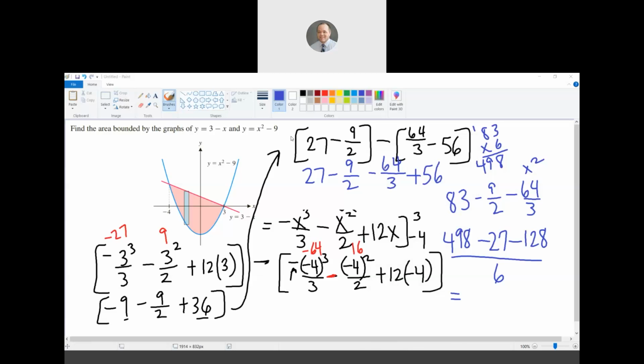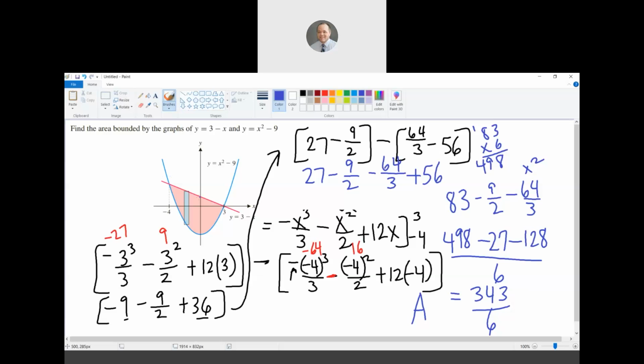So I'm going to combine the numerators. And our final exact area is 343 over 6. Any questions about finding an area between two curves? No, sir. Okay.